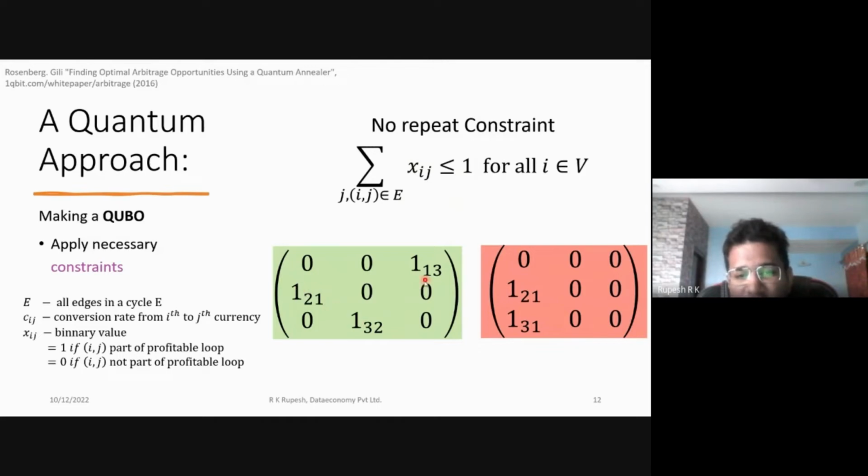Now, this is a good, reasonable transaction. You go from 3 to 2, 2 to 1, and then you have a loop that goes from 1 to 3. So you have a good loop going on here. We have no problems. But if you think about this graph, what this looks like is you're going from 1 to 2, and then you're going from 1 to 3. So you have one currency from which there are two branches. That is not how we are going to do trading. We are going to go from one currency to another, and from that, we're going to jump to a different currency. And so this solution is not a valid solution. And just to remind you, E is all the edges in a cycle, Cij is the conversion rate, and Xij is 1 if it is part of the profitable loop, and 0 if it is not part of the profitable loop.